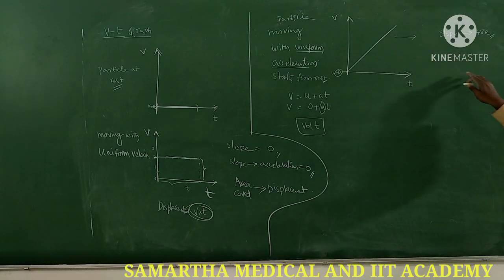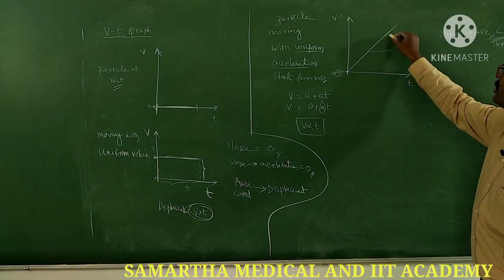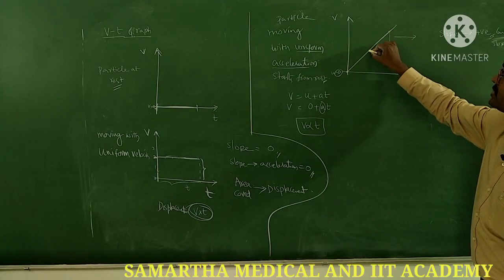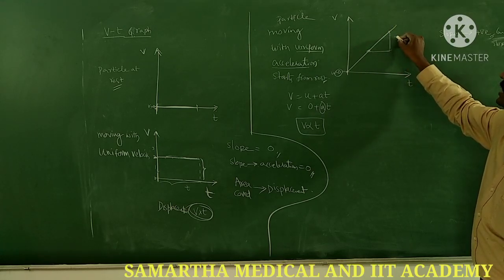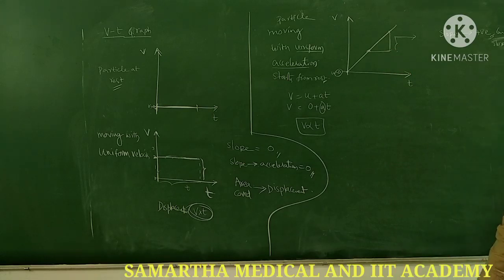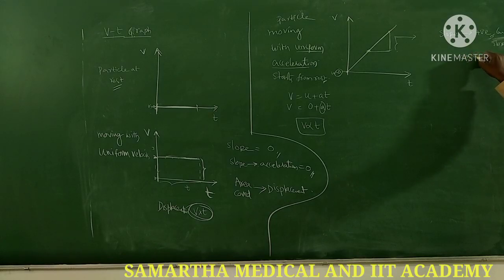Positive constant slope. Right. So how will you calculate between 2 points? If you take the chord between 2 points, then you will get what? Acceleration. That is what? Average acceleration or uniform acceleration, whatever it is. Average acceleration.